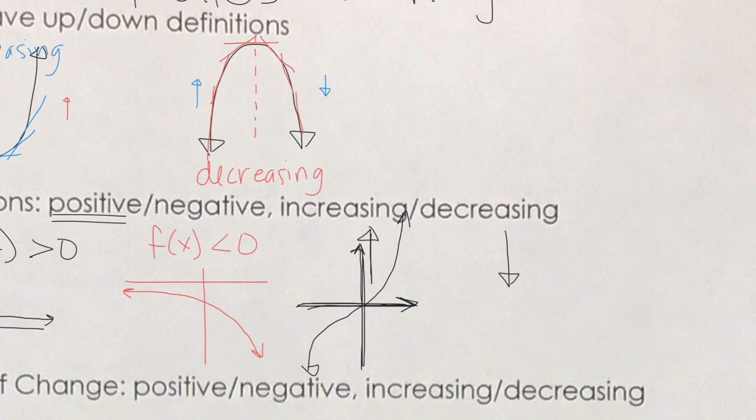So for an increasing function, as the inputs increase, the outputs increase also, right? So x's are inputs, y's are outputs. On this one, as the x's increase, the y values are decreasing. Okay? The y values are always getting smaller as the x's get larger. The outputs are decreasing as the inputs are increasing.